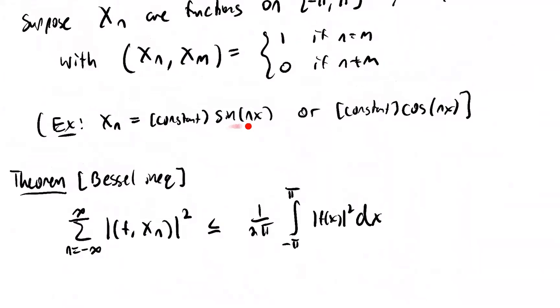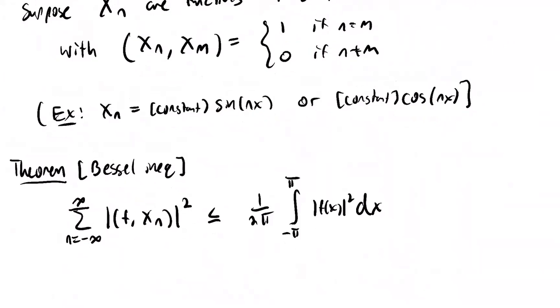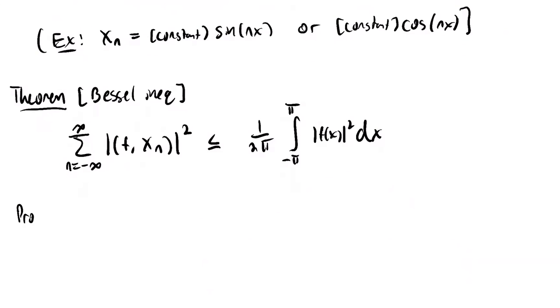For example, the sine functions or the cosine functions. So, for example, this is true for sine Fourier series and cosine Fourier series. Everything we've been doing up until this point has been complex exponential Fourier series. This Bessel inequality also says that the same thing is true for sine and cosine Fourier series. That's one example. And it's really going to work for any orthogonal collection of functions. And so how do you prove this?